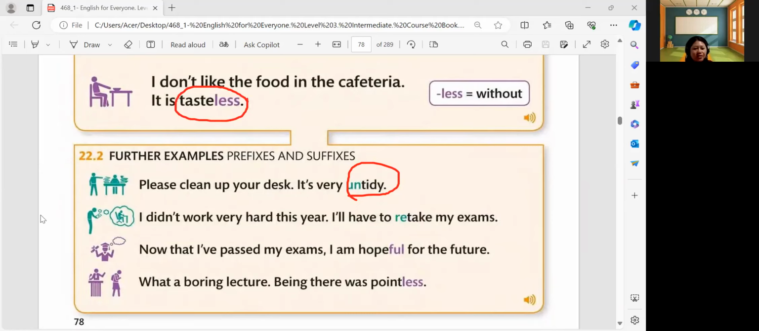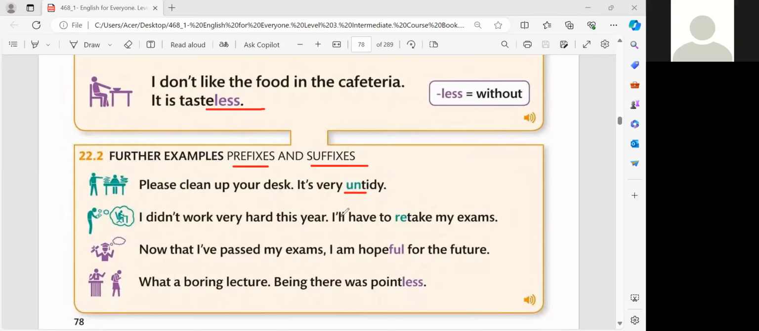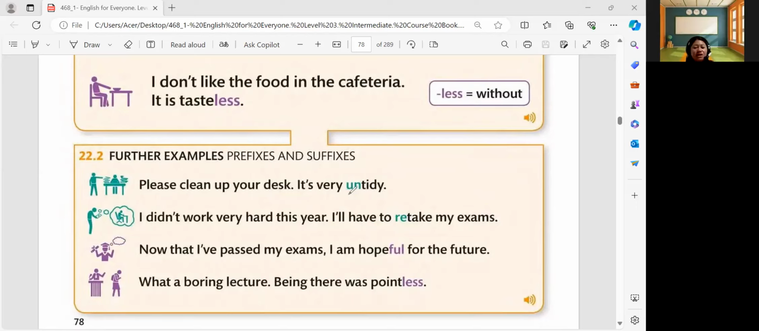So the word "un" here is an example of a prefix. The word "less" here is an example of a suffix. Understand? Prefixes, we can mostly see on the first word or the first syllable, like "un," and suffixes are mostly at the end. So the second example, please read.